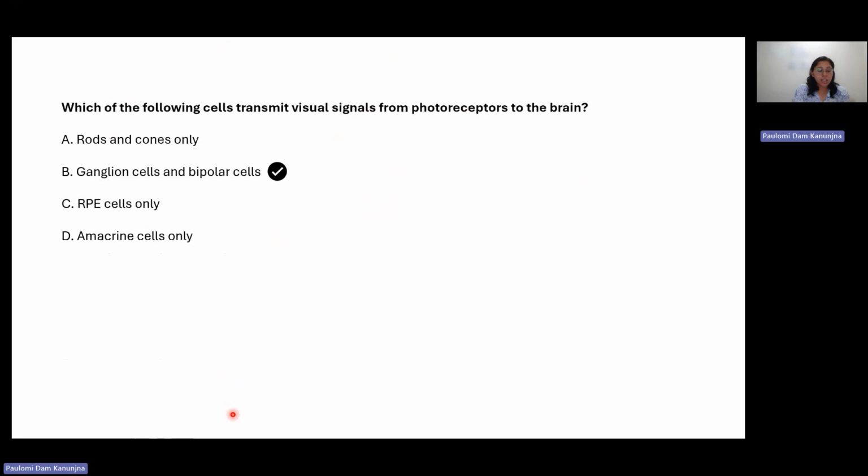So, like I said, the rods and the cones, which are the photoreceptor cells, perceive the light information, and from them it goes to the bipolar and ganglion cells, which give it to the optic nerve, right? The RPE cells are for nourishment, and the amacrine cells are for processing. They give you contrast, sharpness, and resolution, but they are not for visual signal transmission.